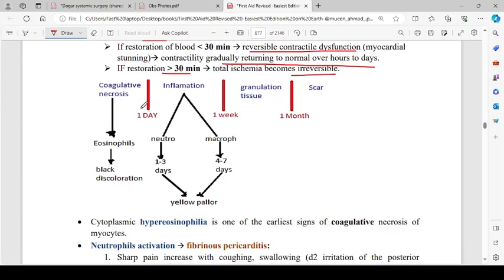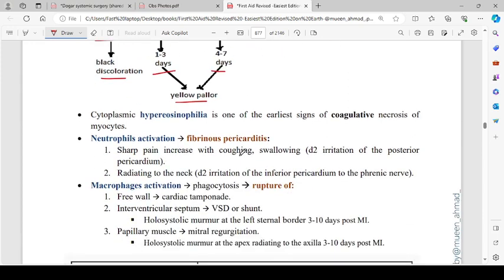So the coagulative necrosis starts within the first day, and there will be eosinophilic and black discoloration on day 1. Then neutrophils start infiltrating from 1 to 3 days, and the tissue will look paler. Macrophages will come from 4 to 7 days. Then after a week, the granulation tissue will form, and after 1 month, the scar will be formed.